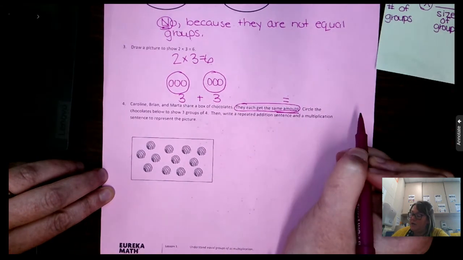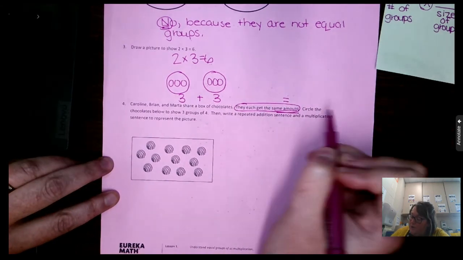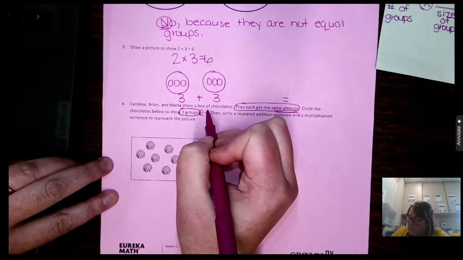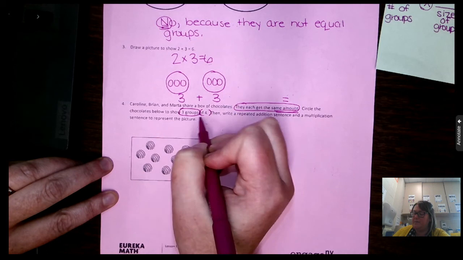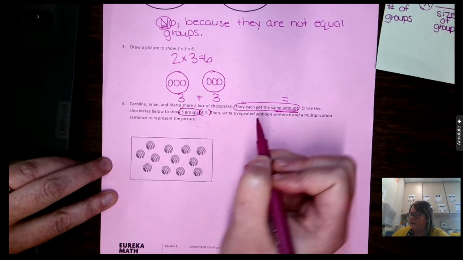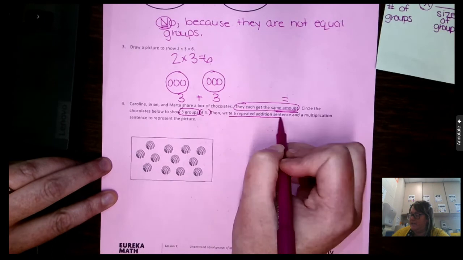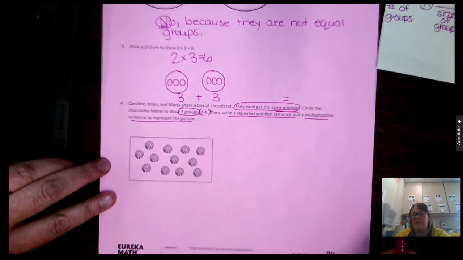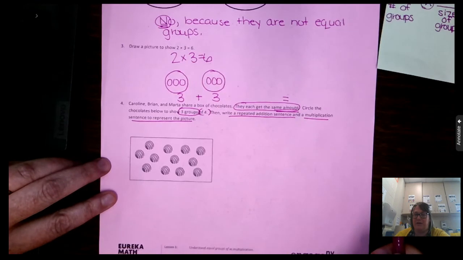Circle the chocolates below to show 3 groups of 4. Okay, so I kind of separated them. It's 3 groups of 4. Okay, then write a repeated addition sentence and a multiplication sentence to represent the picture. So when we have a word problem like this, it's good for us to kind of piece it apart.